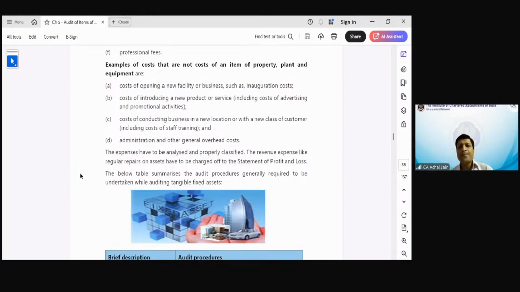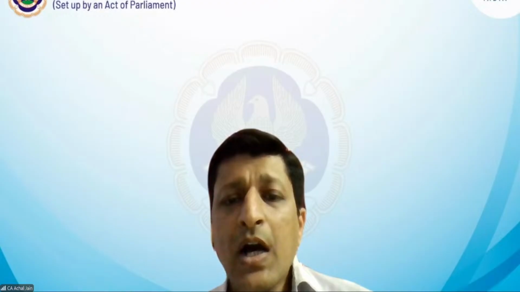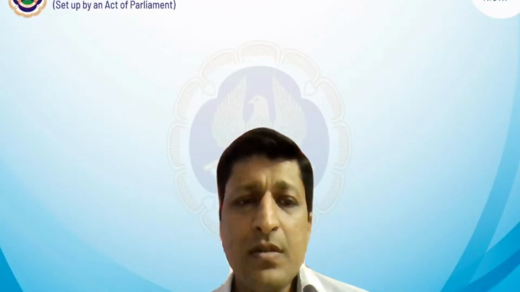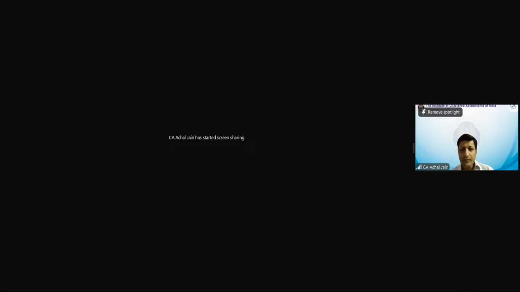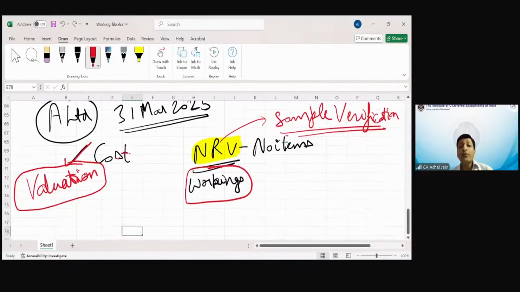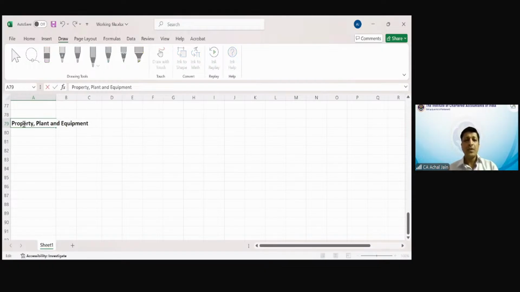Okay. So now we will try to assess the audit procedures. The same exercise we'll do in respect of PPE: for audit of PPE, what all procedures we need to consider. So, property, plant and equipment. What are going to be the audit procedures in relation to this PPE?